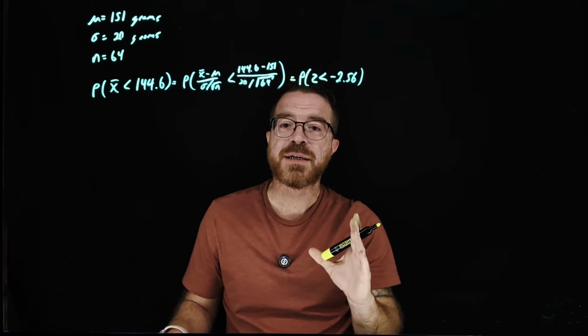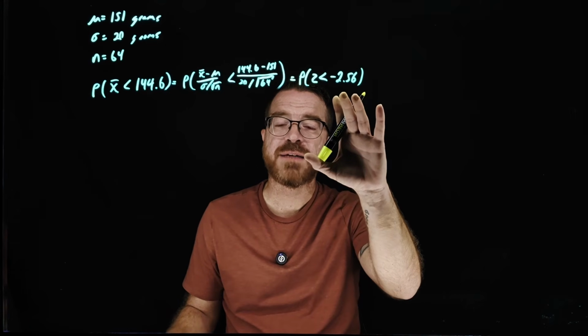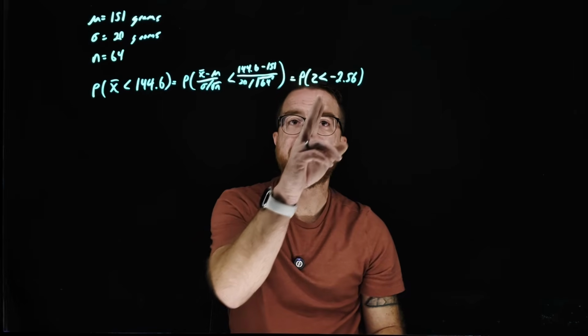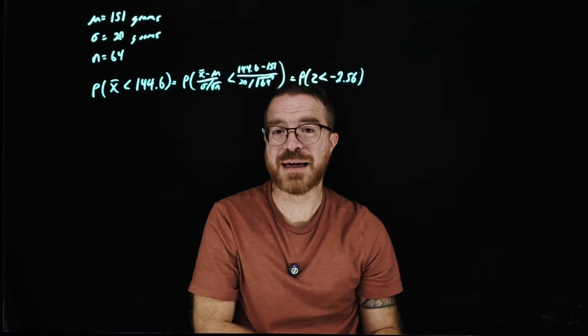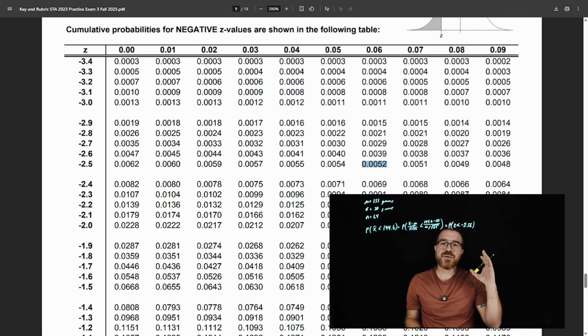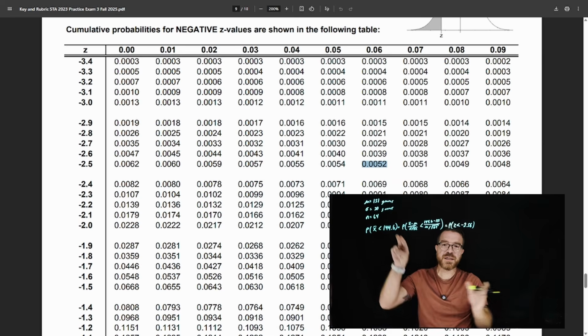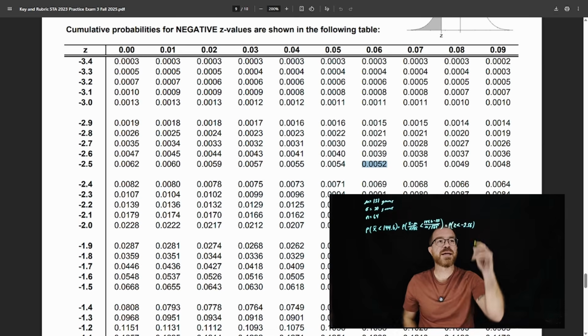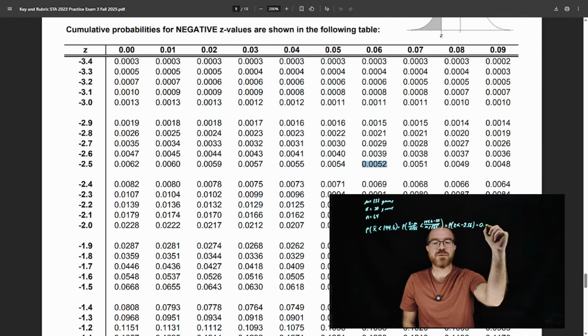Can I look this up in one of my tables? Well, I have the negative z value, which means I'm going to use my negative z table, and it is looking to the left. So the answer is yes. So let's go to our table and let's figure out what this probability is equal to. So going to the side, we have negative 2.5. We go over to the column that's 0.06. We see where they intersect, and we get a probability of 0.0052.